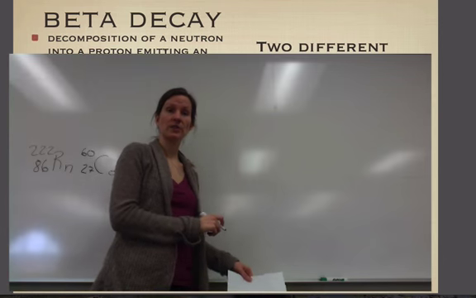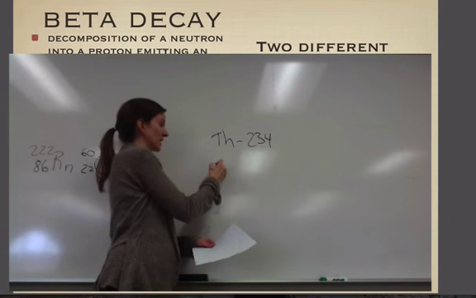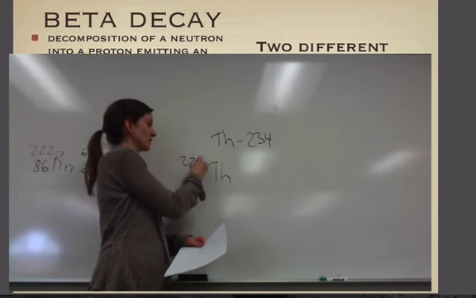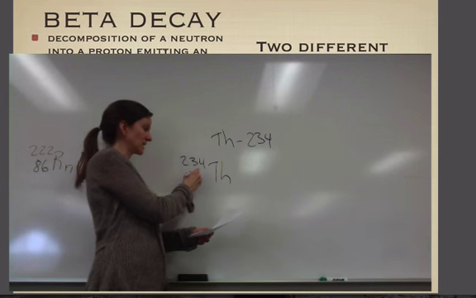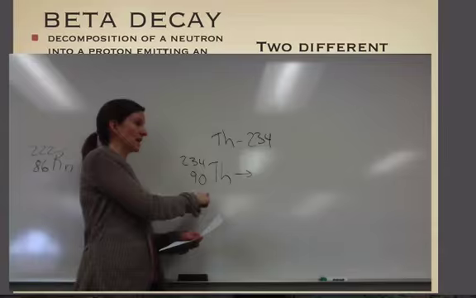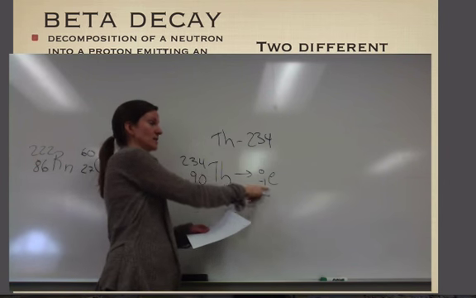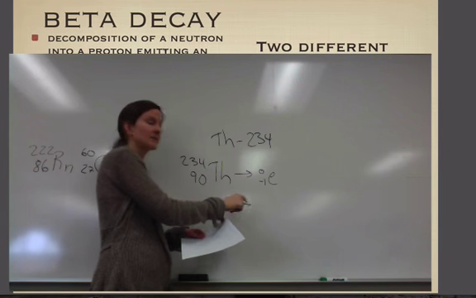So another example we can do for beta decay is the beta decay for thorium. For this guy, thorium, mass of 234, and if you look it up on the periodic table, it has an atomic number of 90. If that goes through beta decay, it's going to make that beta particle, which has no mass, but has basically a negative charge on it.